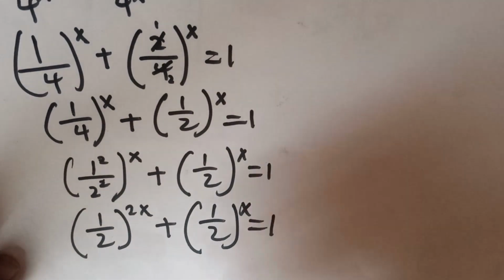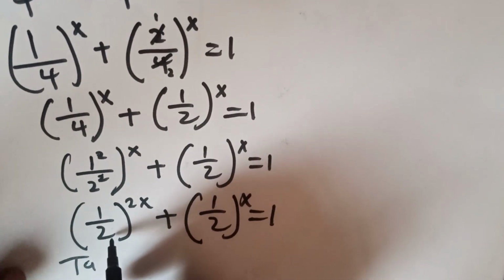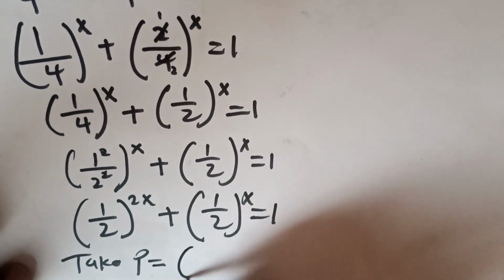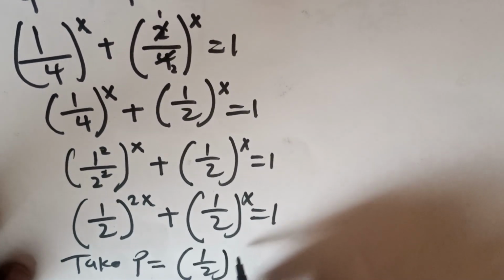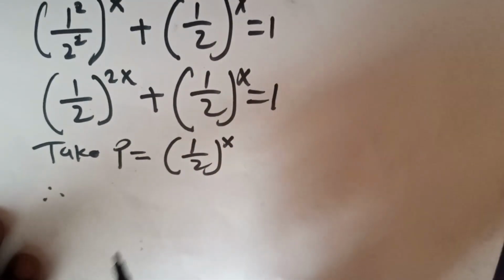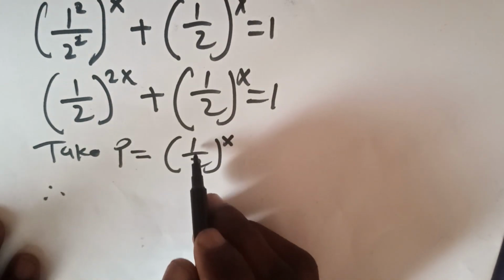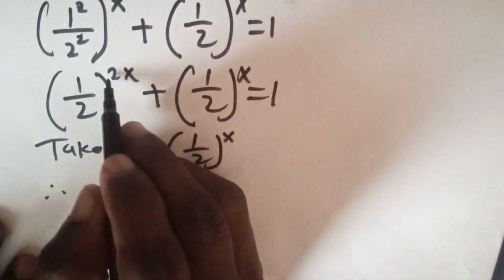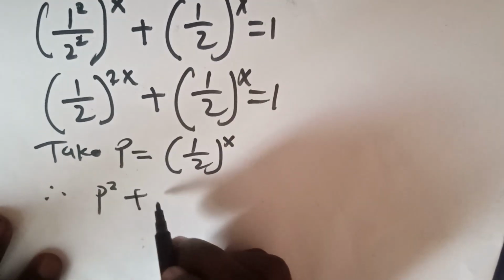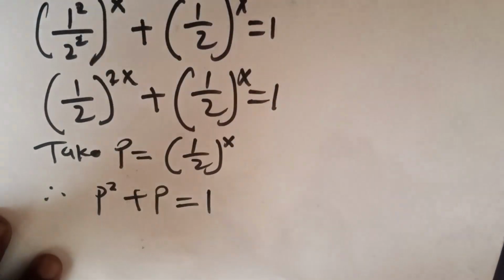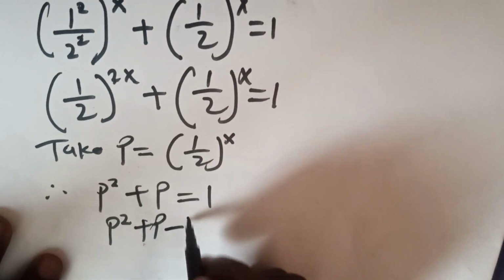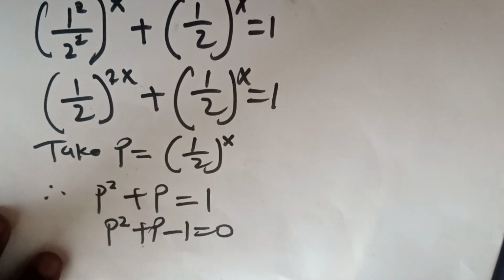Amazing. So let's take p equal to (1 all over 2) to the power of x. Therefore, wherever we see (1 all over 2) to the power of x, we are putting p there, and this place is carrying a square, so we are going to have p square plus p equals 1. So we can write this as p square plus p minus 1 equals 0.